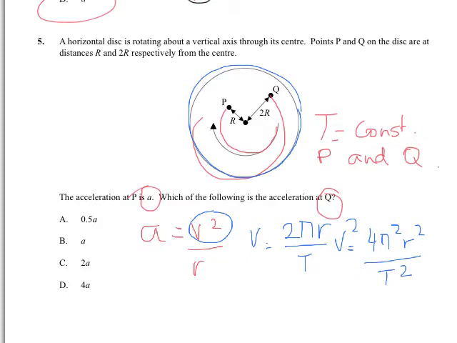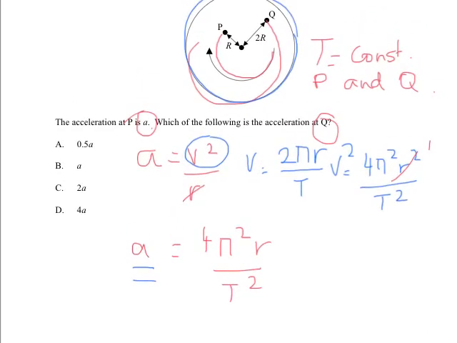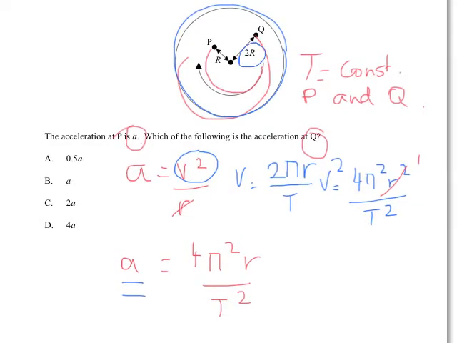Okay, so now we need to substitute this back into our original formula. So we have a relationship for acceleration which is equal to, we think this r is going to cancel with one of those r's, so we're going to end up with 4 pi squared r over t squared. Now, if the acceleration of p is a, what's going to happen if we now increase the radius by doubling it?